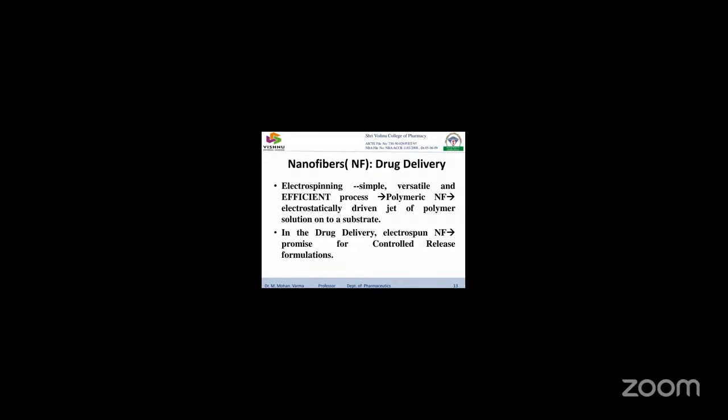Electrospinning is a very simple, versatile, and efficient process by which we can prepare polymeric nanofibers from an electrostatically driven jet of polymer solution onto a substrate. In the field of drug delivery, electrospun nanofibers hold promise for controlled release formulations. The submicron fibers produced by the electrospinning process have advantages like tunable pores, a high surface area to volume ratio, and nanofibers can be tailored with the desired composition in order to achieve a specific function.